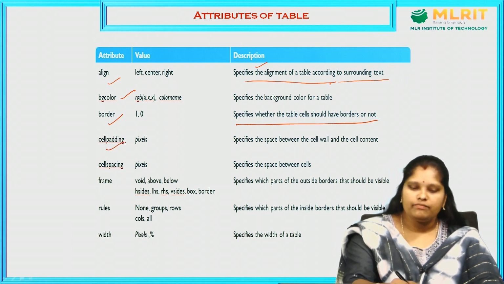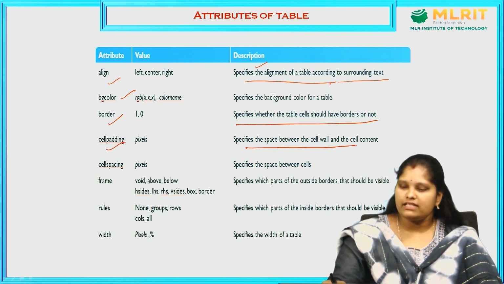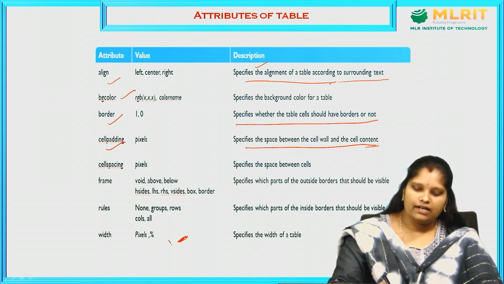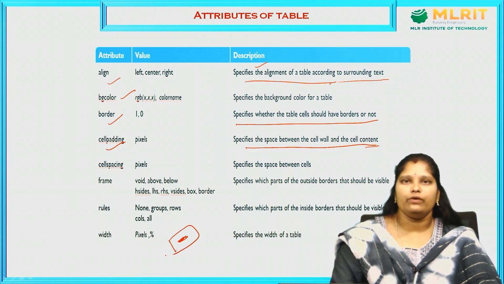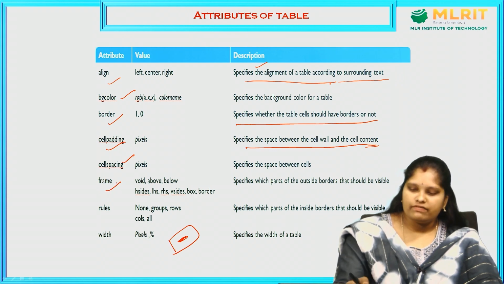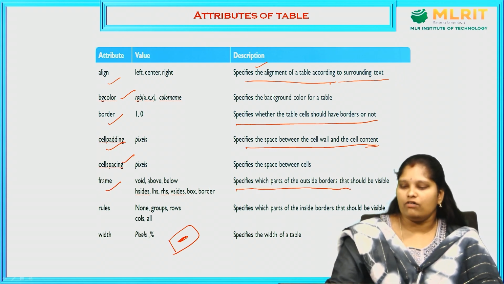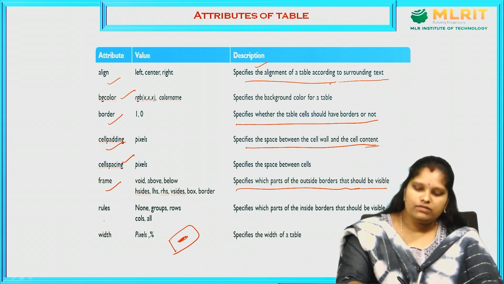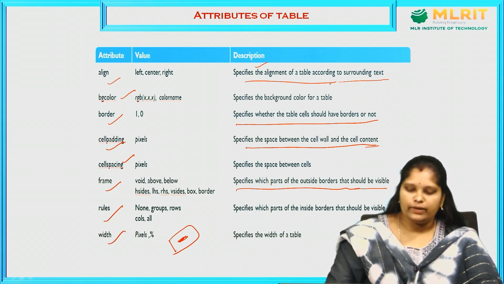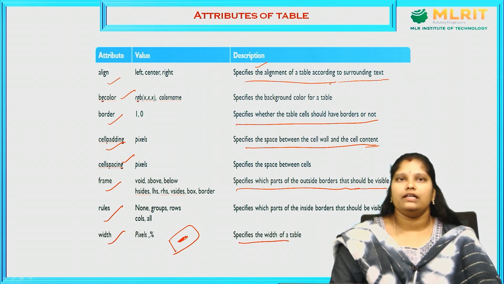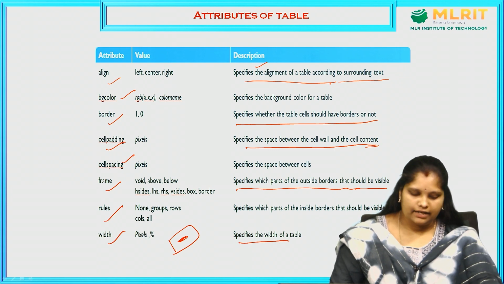Cell padding, right? It specifies the space between the cell wall and the cell content, right? Whatever the content is there, for that content, how much padding you want to give, right? Next, cell spacing and frames. Frames means specifying which part of the outside border should be visible, right? And rules. Next, width of the table. Specify the width of the table, right? These are the attributes, right?